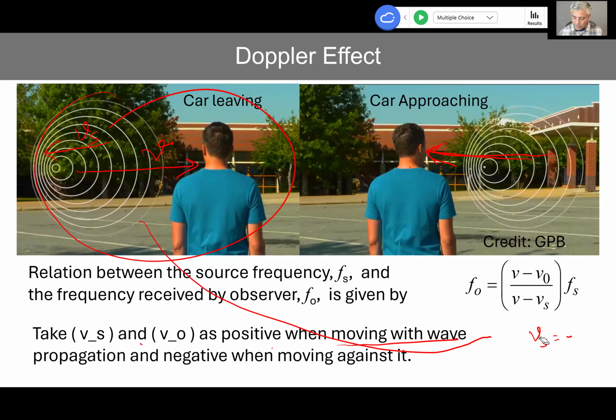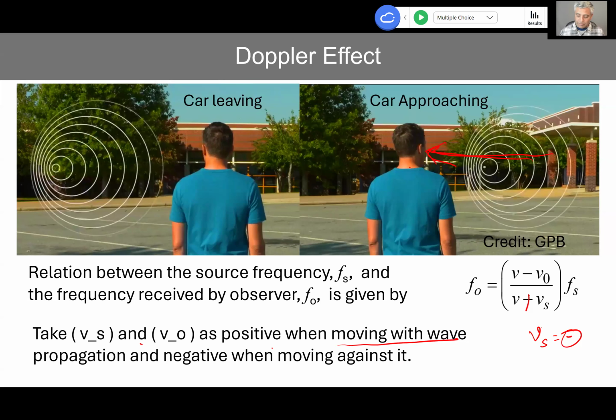Okay, so you need to use a negative sign for the Vs, which means this now becomes positive. Negative and negative, negative times negative becomes positive. Okay, so that's how it works out. And you do the same thing if the person is also moving.